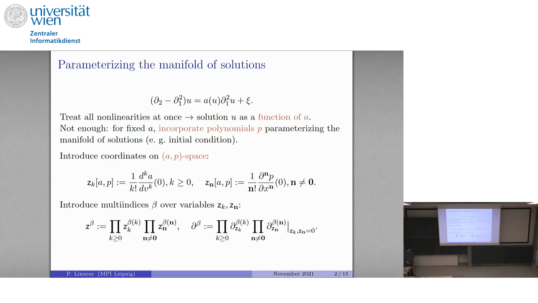So in the case of Ilya's course, there was basically this space of initial conditions. It's basically anything that you can choose to pick a solution from your manifold. Okay, and once we have this space, or I would call the polynomials P, we introduce coordinates in this space, which are basically given by the Taylor coefficients of both A and P. And that naturally motivates introducing this multi-index notation over variables z_k, z_n, so either for products of these variables or for partial derivatives with respect to these variables.